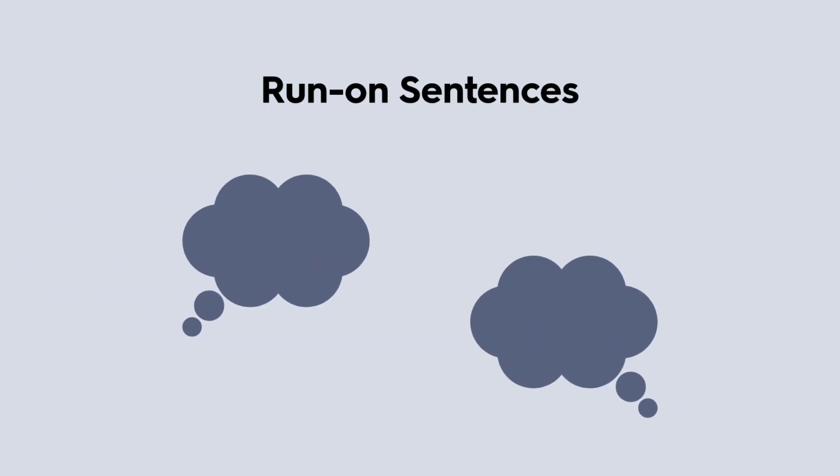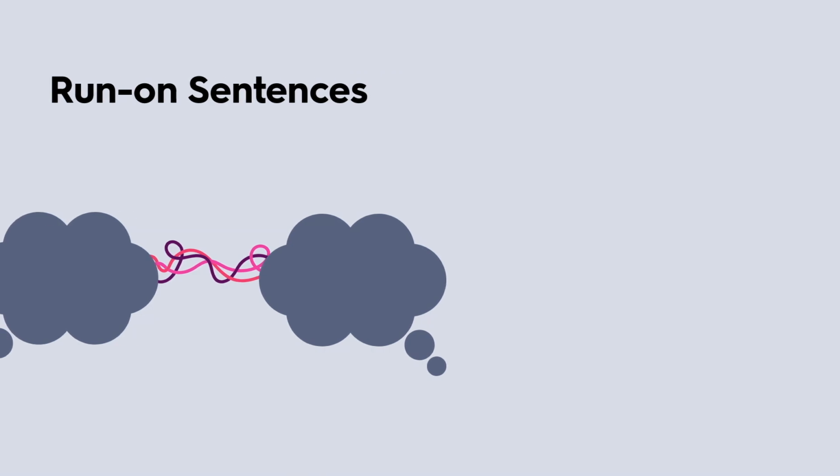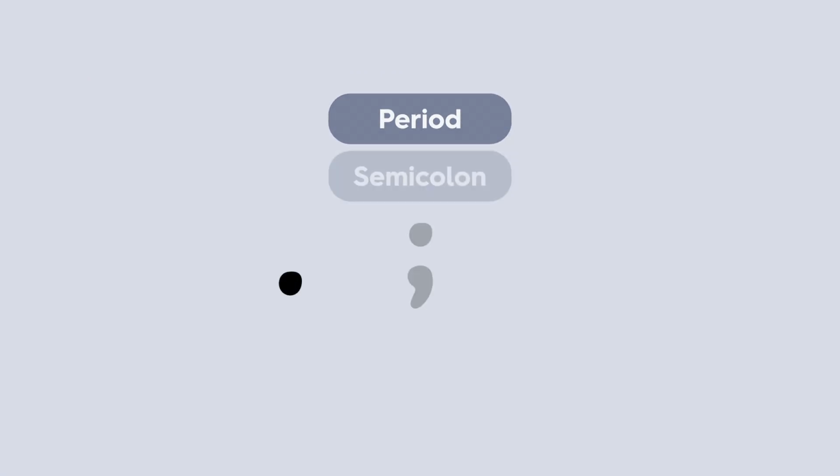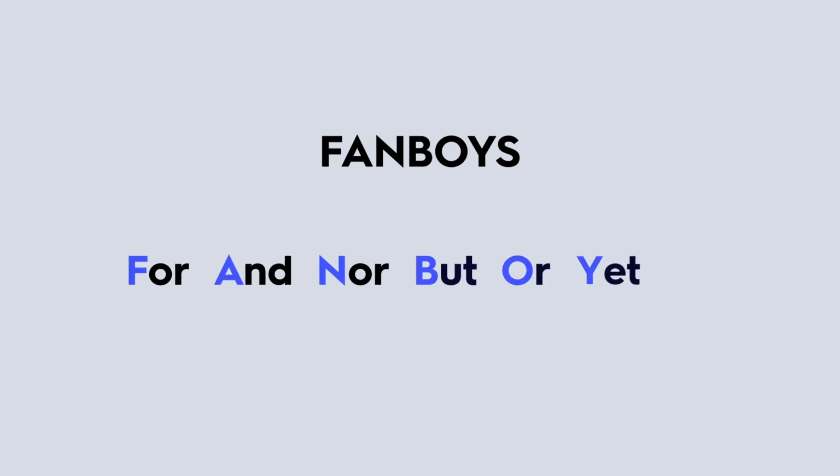Finally, run-on sentences. A run-on happens when 2 complete thoughts, also called independent clauses, are joined without a proper stop. You can fix a run-on in 3 ways. Add a period, use a semicolon, or add a comma with a coordinating conjunction. These connectors are called FANBOYS: for, and, nor, but, or, yet, so.